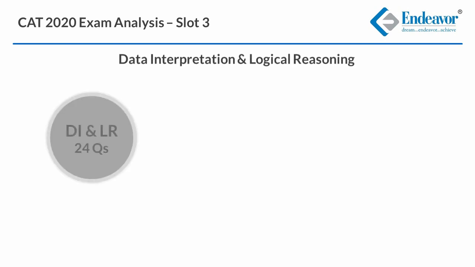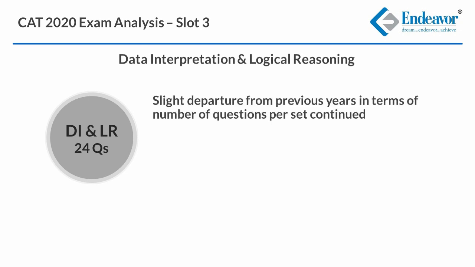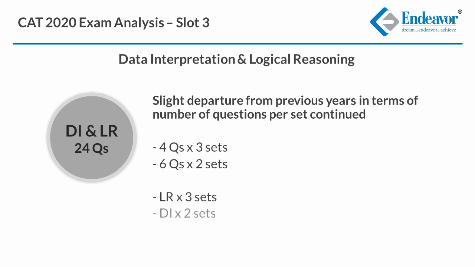Let us examine the DI-LR sectional. The slight departure from previous years in terms of number of questions per set continued in slot 3. With 3 sets carrying 4 questions each and 2 sets carrying 6 questions each, the 24 questions of DI-LR had 3 sets of LR and 2 sets of DI. There were also 6 non-negative key-in questions.